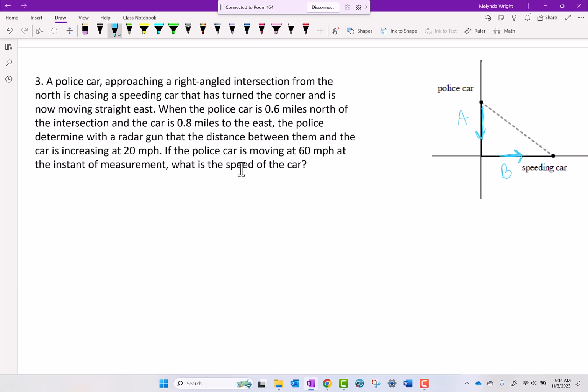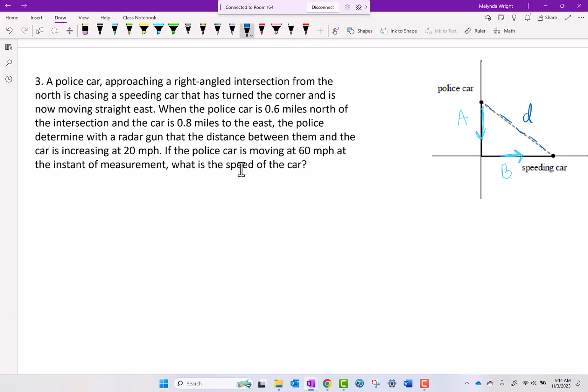When the police car is 0.6 miles north of the intersection and the car is 0.8 miles to the east, the police determine with a radar gun that the distance between them and the car is increasing at 20 miles per hour. So this distance right here, they're measuring, and I'm going to call it D.